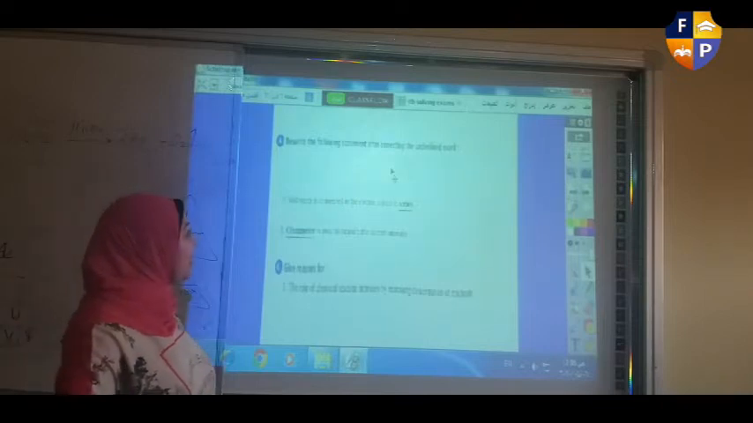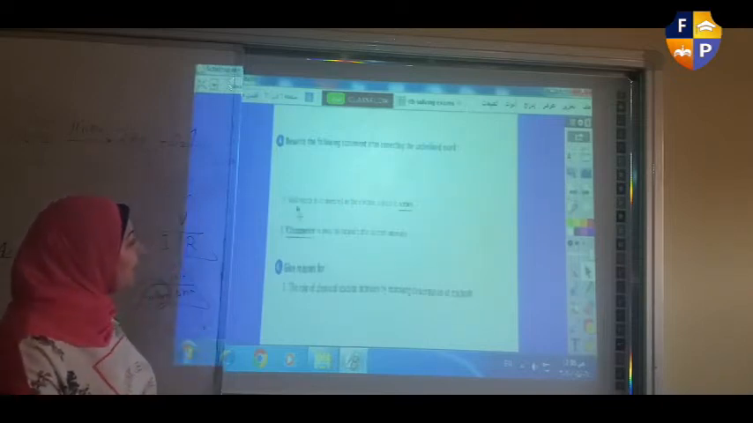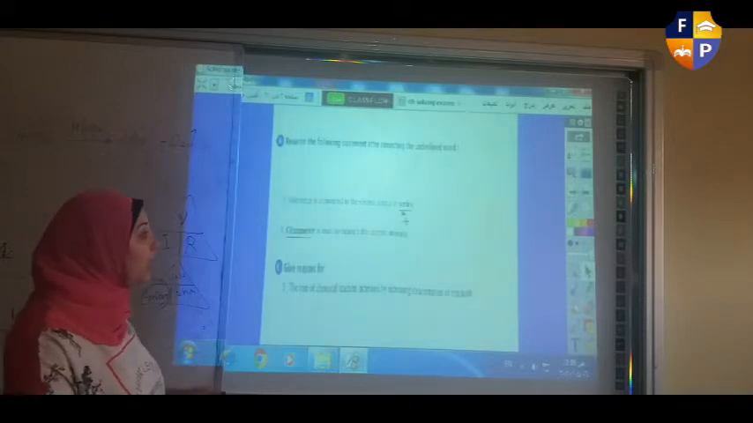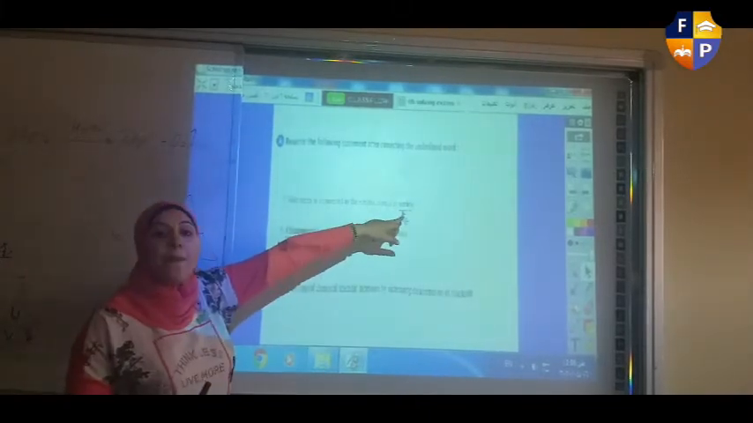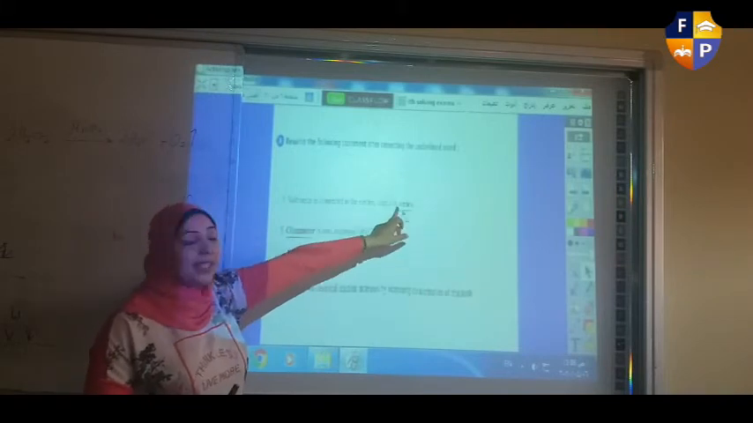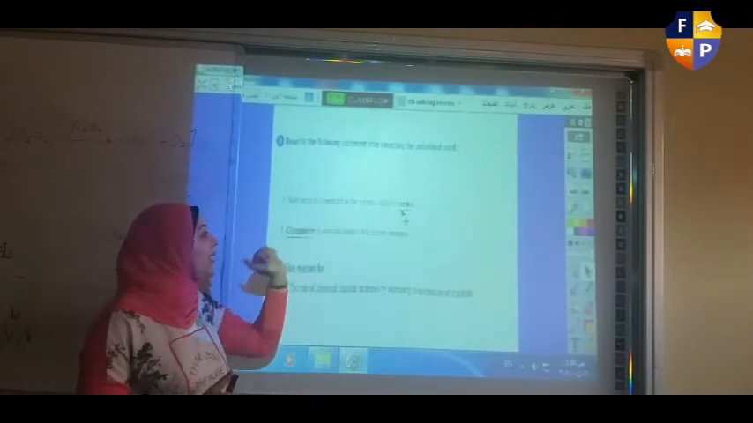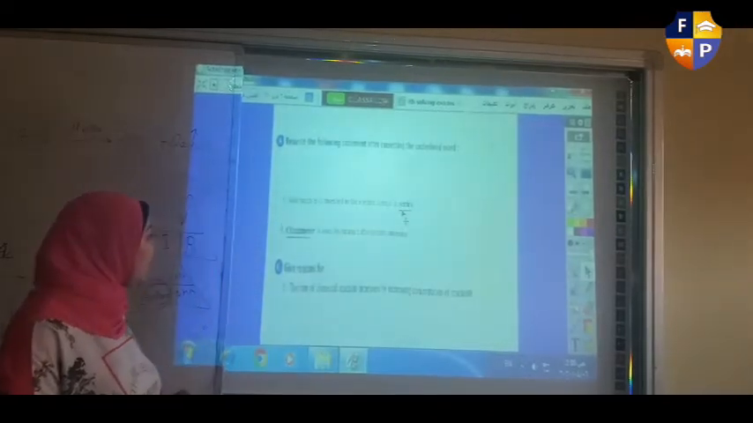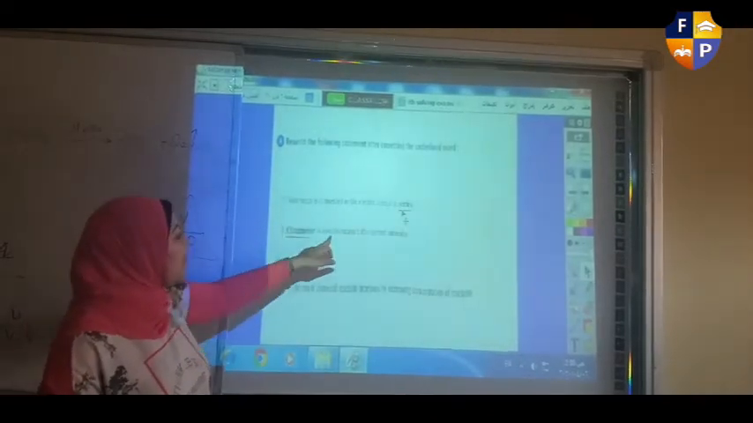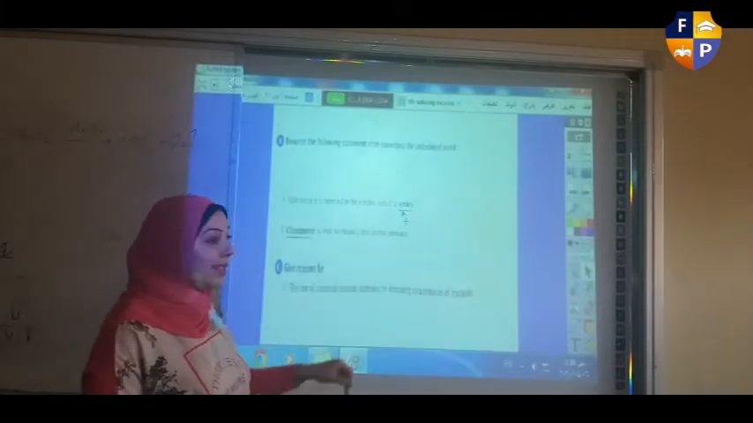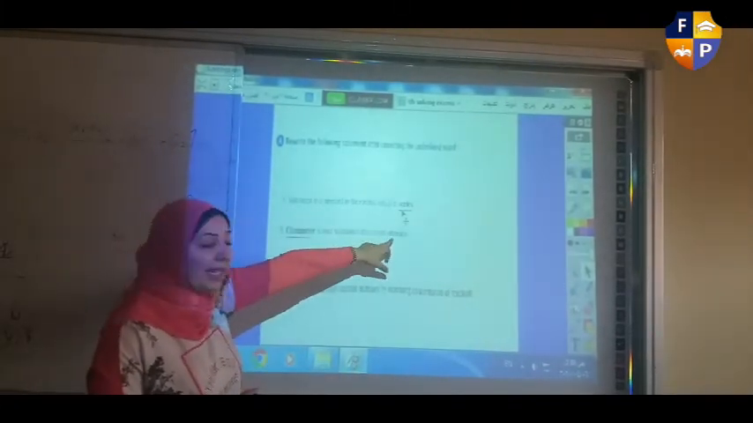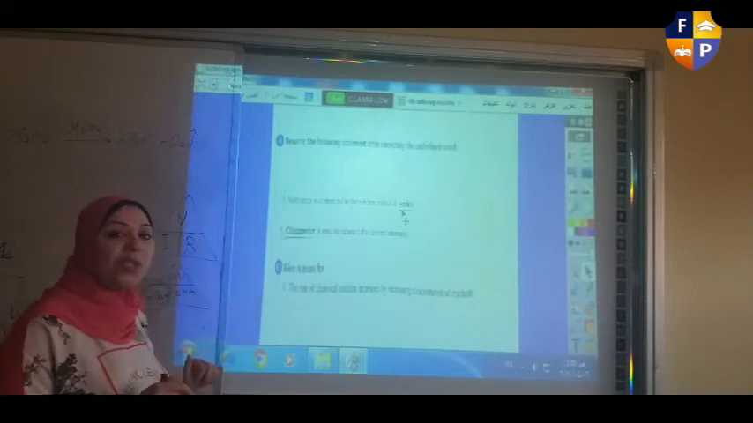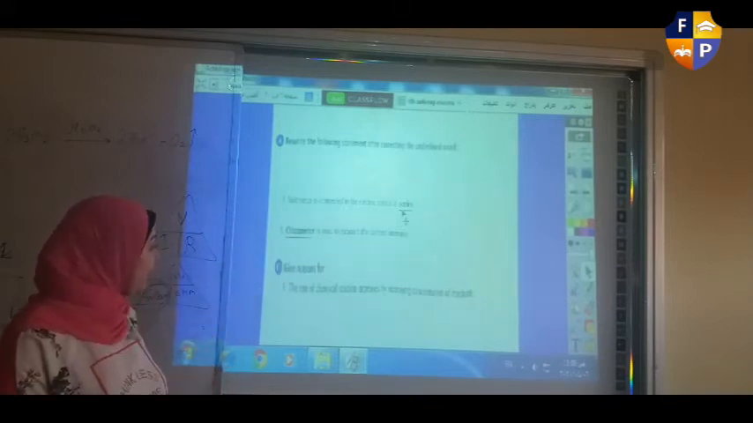Rewrite the following statement. Voltmeter is connected in electric circuit in series. Who can tell me, voltmeter is connected in parallel, which is connected in series? An ammeter is connected in series, while a voltmeter is connected in parallel connection. Ohmmeter is used to measure the current intensity. No, to measure the current intensity we must use an ammeter, while an ohmmeter is used to measure electric resistance.